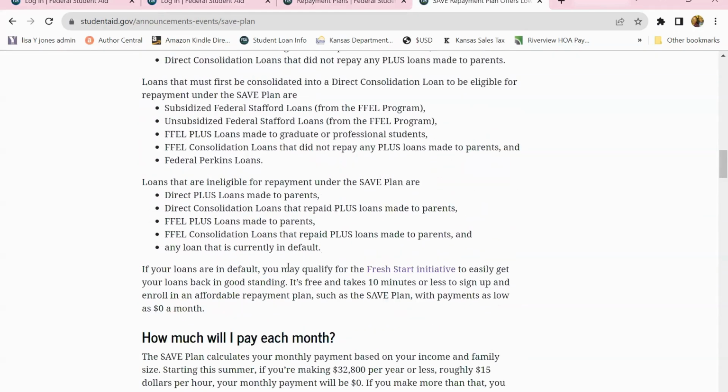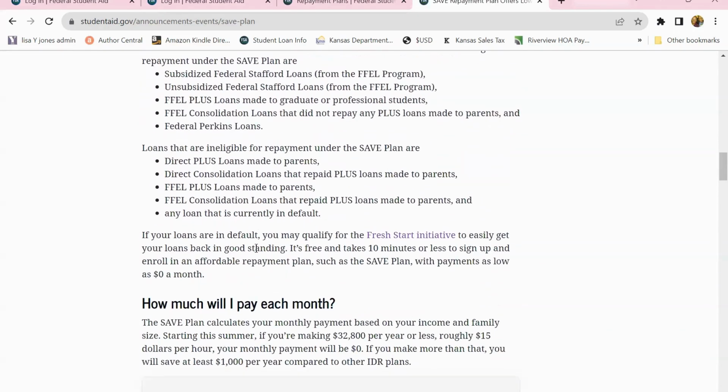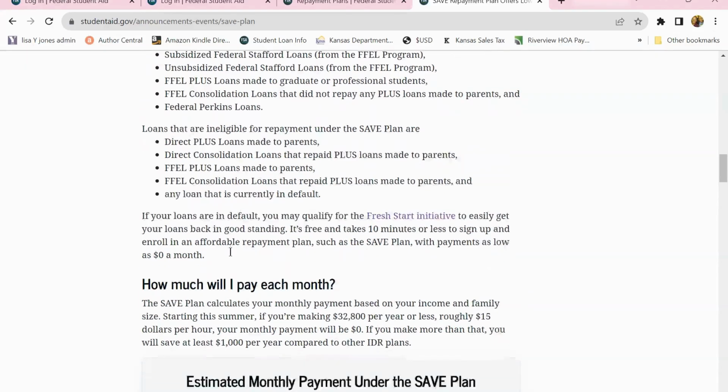The other thing that's important, if your loans are in default, you must qualify for the Fresh Start program to get your loans back in good standing before you can put them into SAVE. So that's why you need to do those with the MOHELA ones, okay?